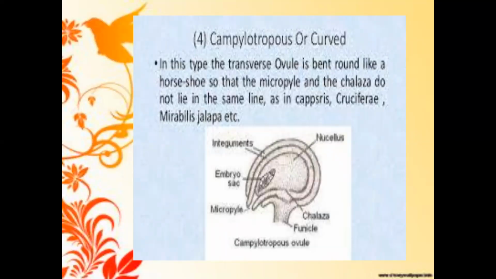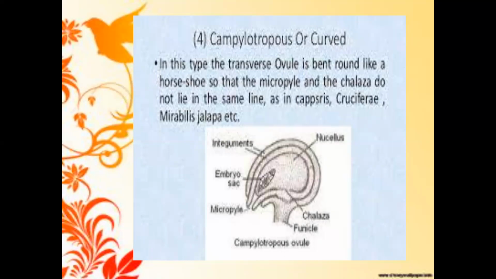Okay, so the fourth one is the campylotropous ovule. In this type also, the body of the ovule is placed at a right angle to the funiculus, but the body of the ovule bends in such a way that the micropyle comes towards the funiculus. So the embryo sac is straight or slightly curved. For example, Fabaceae and Brassicaceae family members both belong to the campylotropous ovule.